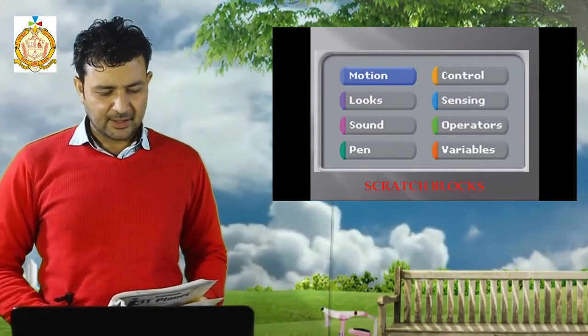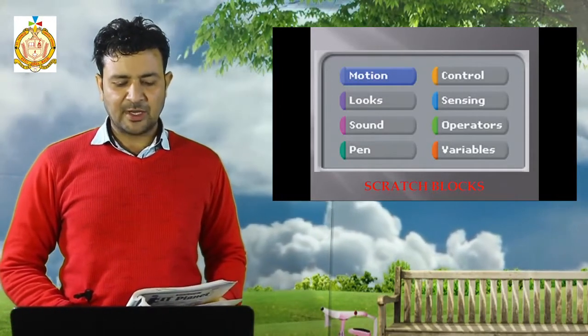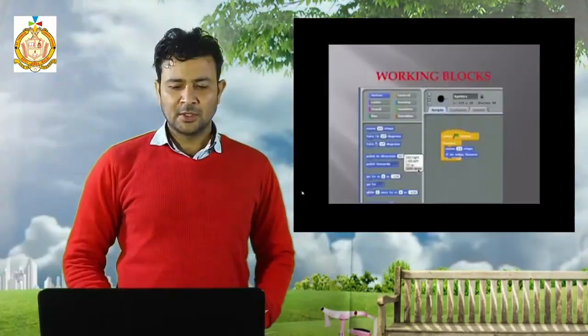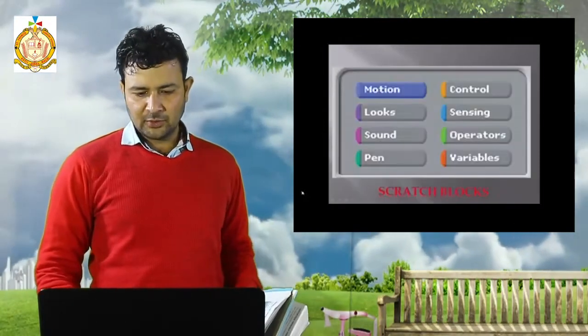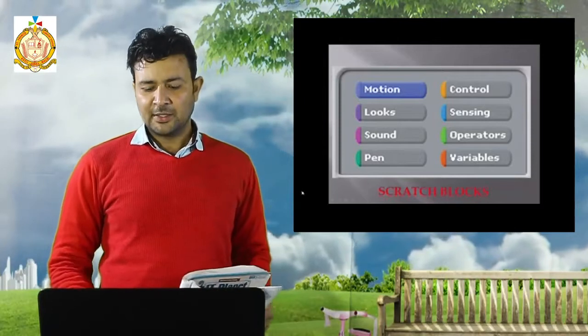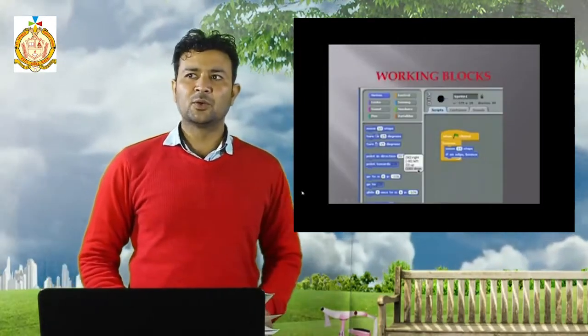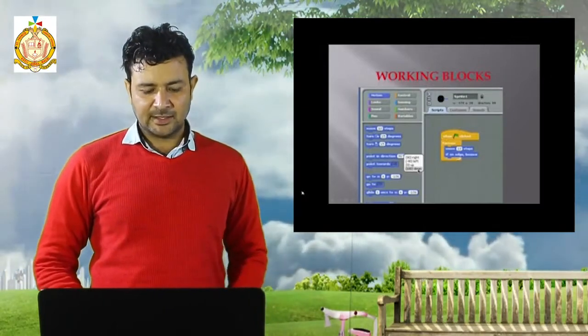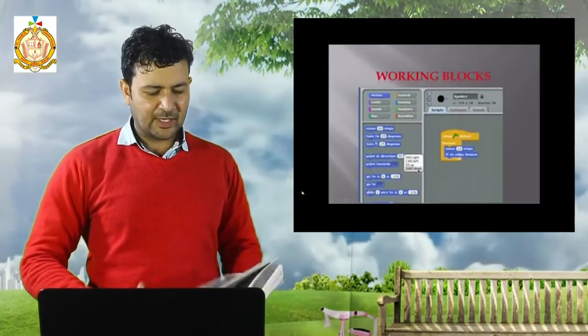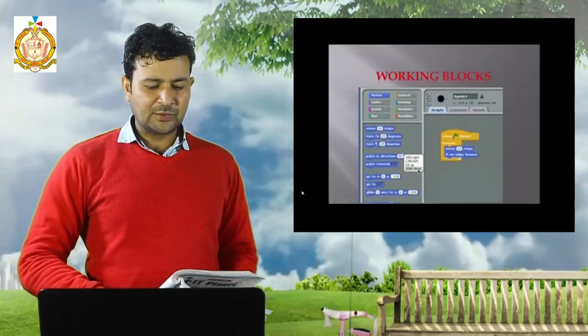Next, sensing. This block can be used to determine the location of your mouse. In the previous part I discussed the blocks. We know there are different blocks, so with the help of these blocks we will do the next work. There are different blocks as in the book, and the pen tool we use to draw.